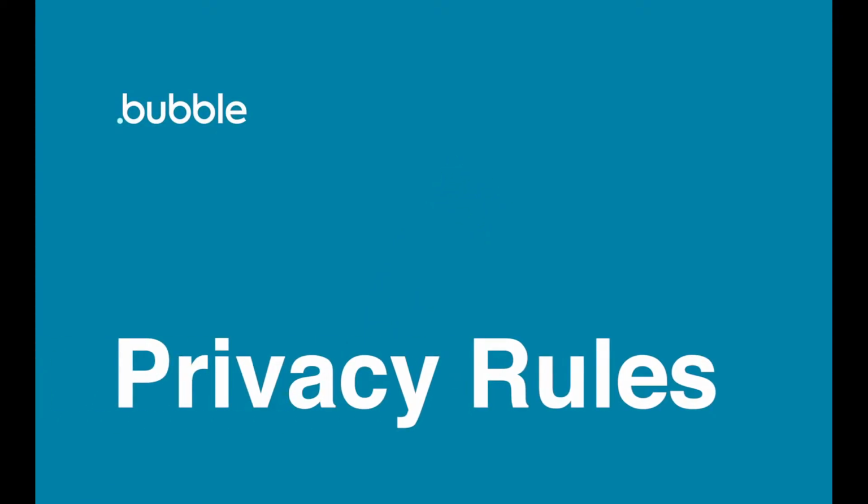Privacy rules prevent users from accessing or modifying data that they should not have access to. Privacy rules are super important for your app because they are set on the server, not in the client browser. So it's very hard to hack information. If you had the skills, you still wouldn't be able to do it. Let me demonstrate.